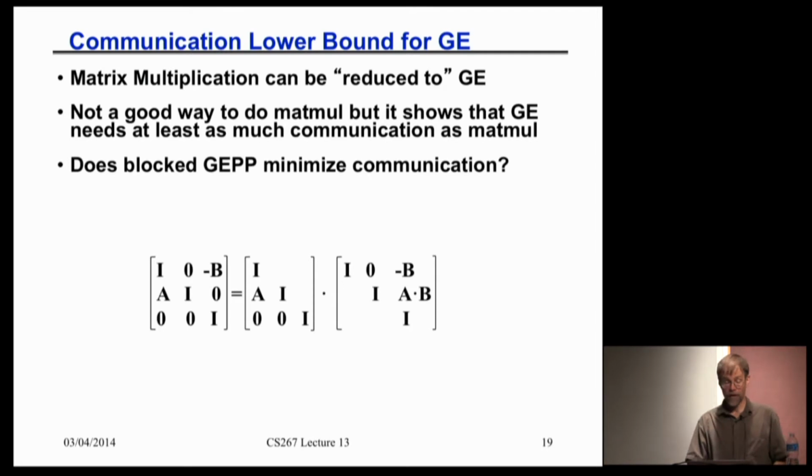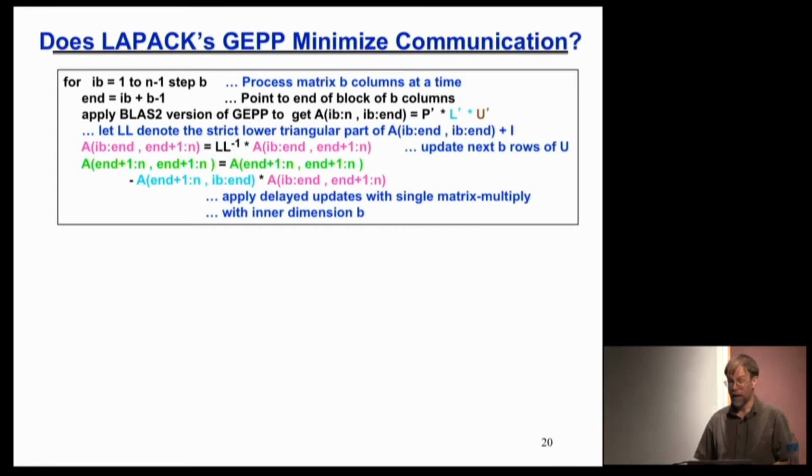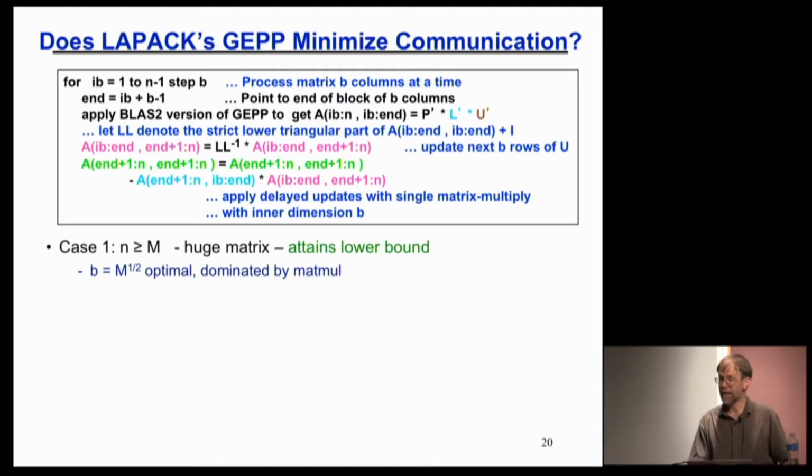So the natural question is, does that algorithm that I just showed you, I'm just copying the code from before, it's the same code, does that minimize communication? So let's see. The easiest case is when the matrix is enormous. When the dimension is so big, not even one column fits in fast memory. That's a really big matrix. And the answer is yes, it attains the lower bound. That's because if you pick the block size to be the square root of the cache size, same as for matrix multiply, you're spending all your time in the matrix multiply and life is good.